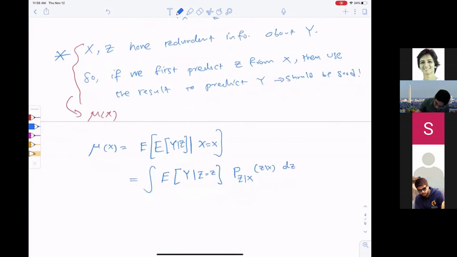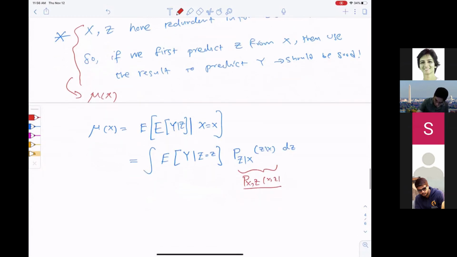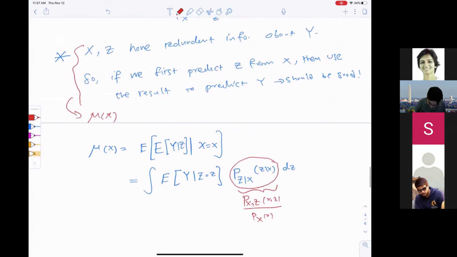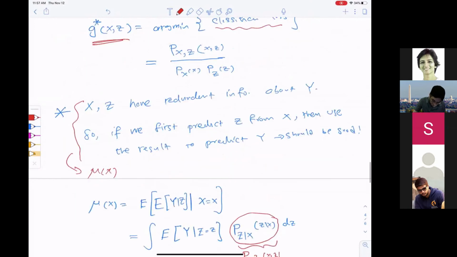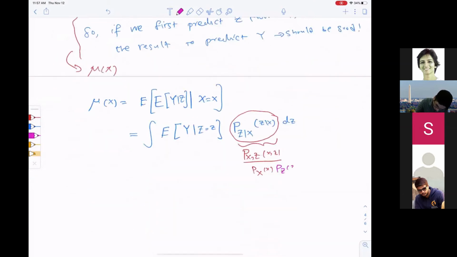So let's write this conditional distribution, p of z given x. I can just use the Bayes rule. So that is p of x and z, divided by p_x of x. So that's basically this term. You see now we are getting close. This term is close to my g star, but there's a missing term. In the denominator, what is missing? Yes, I'm missing p_z. So I'm going to multiply with p_z of z, and I'm going to divide by that. It's basically the same thing.